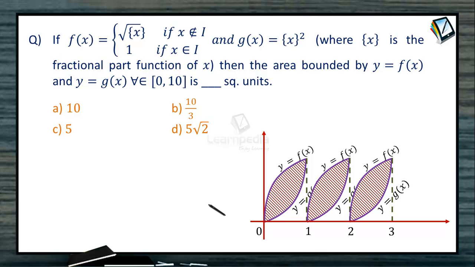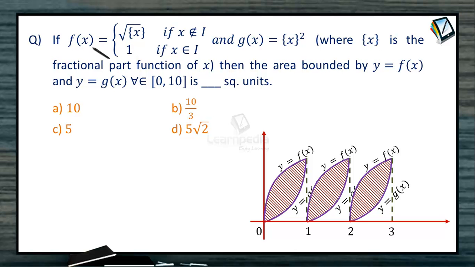Now f of x is defined as the square root of the fractional part of x if x is a non-integer, and it is 1 if x is an integer. Another function g of x is defined as the fractional part of x, whole squared. Then find the area bounded by y equal to f of x and y equal to g of x.